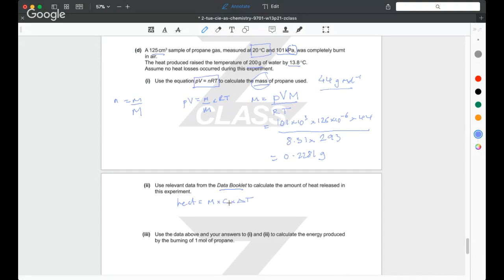Now, if you look up in the data book, the specific heat capacity of water is given in joules per Kelvin per gram. Now, we've already got 200 grams of water, so that's consistent. We looked up our units for specific heat capacity, and you can see that for units to be consistent, we should be working in Kelvin, not degrees Celsius. But 1 degree Celsius is exactly the same as 1 Kelvin.